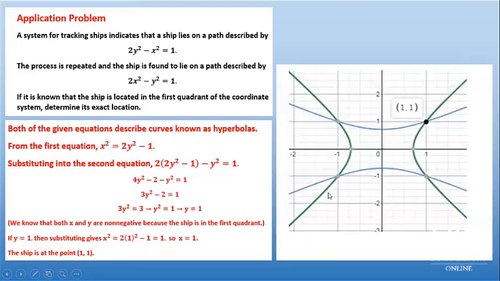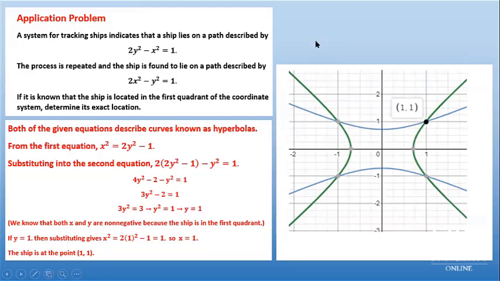Here would be the graph. These blue curves and the green curve are the two hyperbolas described by these two equations. You can see that they actually have 4 points of intersection, but since I'm told the ship is in the first quadrant, this is the point of intersection I'm interested in, and its coordinates, as we have seen, are 1, 1.